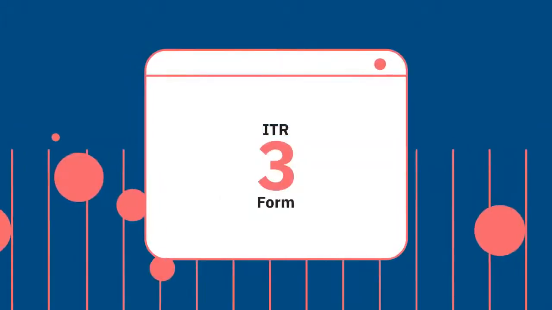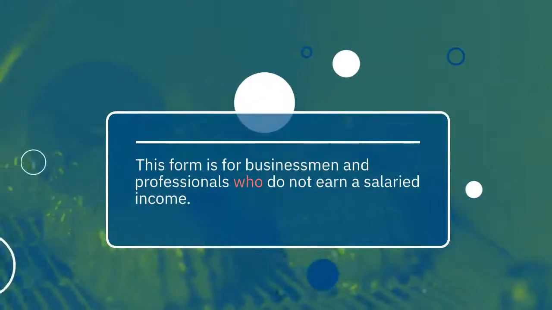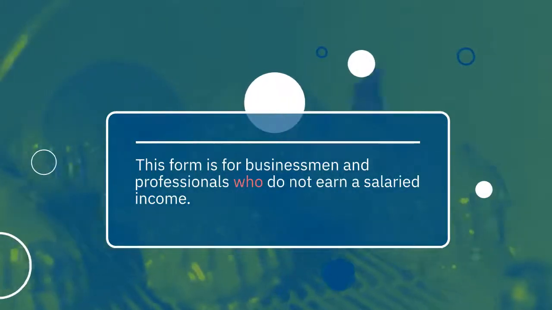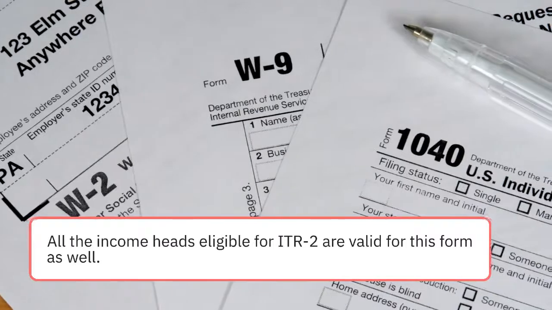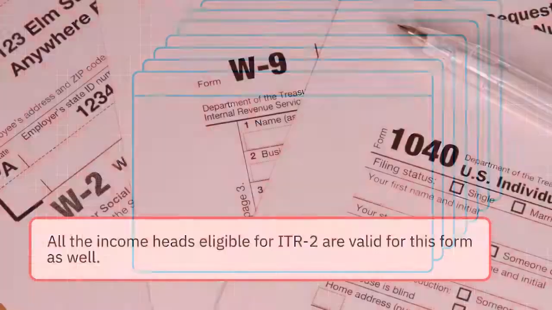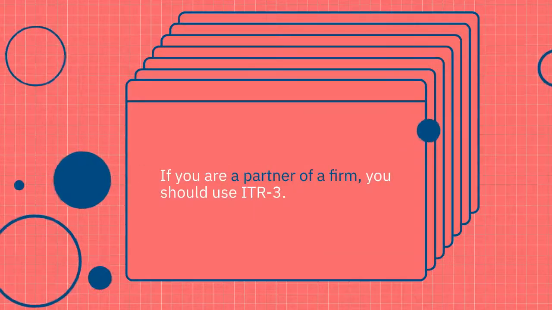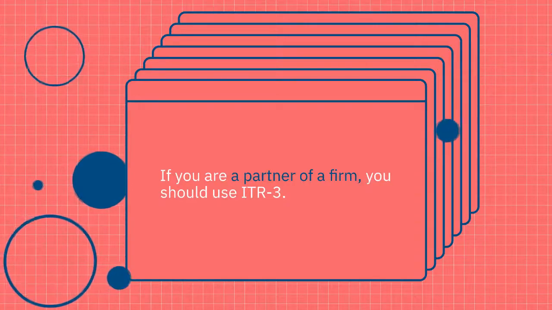ITR 3 form. This form is for businessmen and professionals who do not earn a salaried income. All the income heads eligible for ITR 2 are valid for this form as well. If you are a partner of a firm, you should use ITR 3.